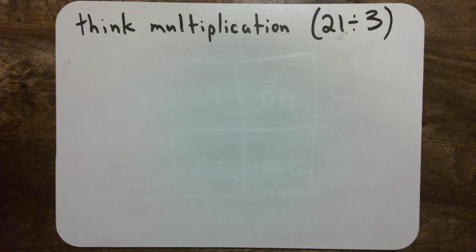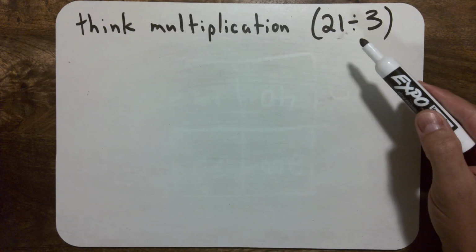In this video, we're going to discuss CRA models for whole number division strategies that are based on place value and properties. This won't be a fully exhaustive list, but these are some of the strategies that would fit into this category. This first one, one of the names you'll hear, is called think multiplication.